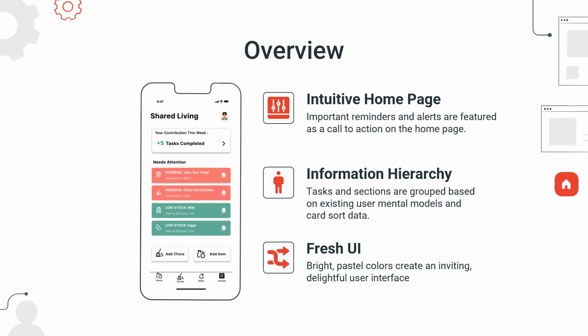Chores like taking out the trash, cleaning the kitchen, pantry alerts like low stock on milk or low stock on eggs. Down below, we also considered information hierarchy, where tasks and sections are grouped based on existing user mental models and card sort data. So all of this is downstream from a comprehensive card sort that we did, identifying and categorizing stuff into a pantry, chores, alerts, and general activity or miscellaneous stuff. And then likewise, we came up with a fresh UI. We wanted this to feel contemporary and fresh and inviting, so bright pastel colors create an inviting and delightful user interface.